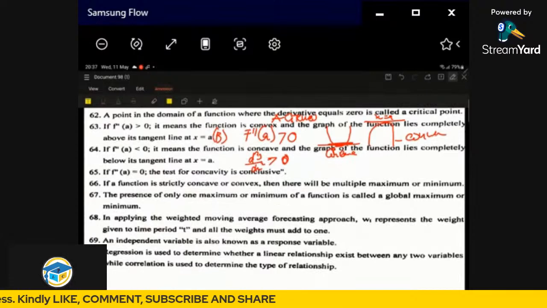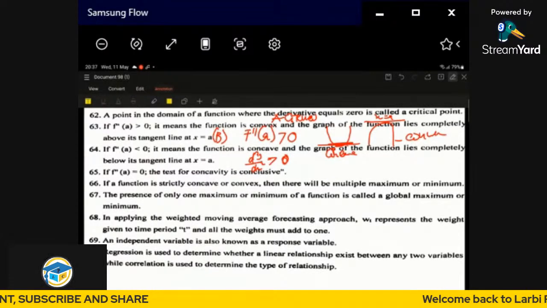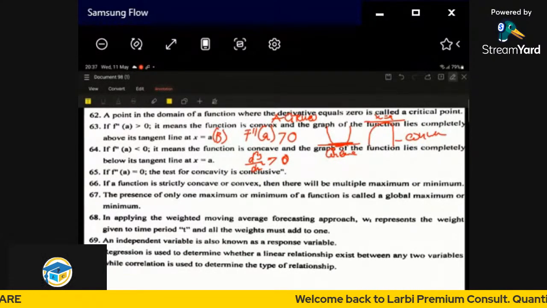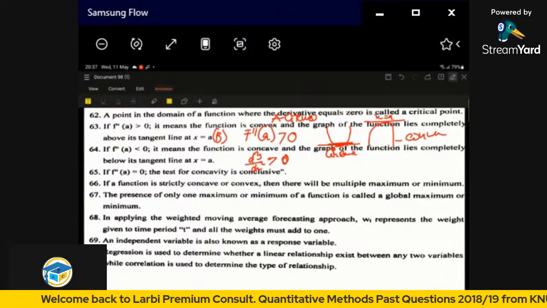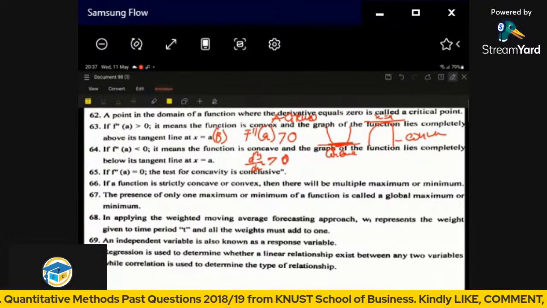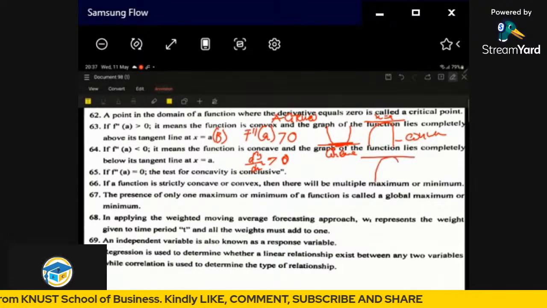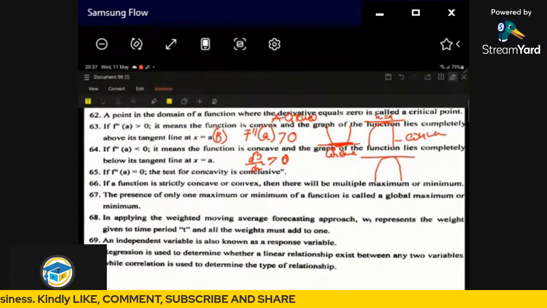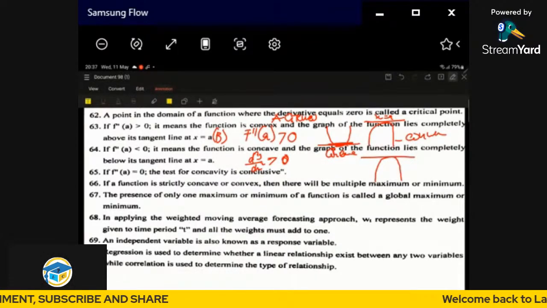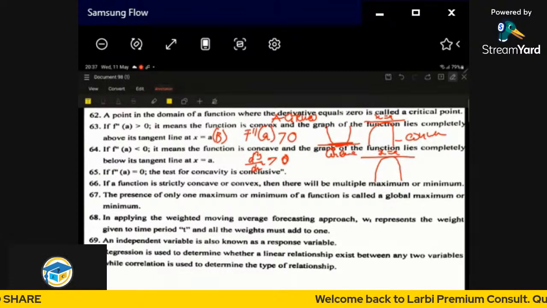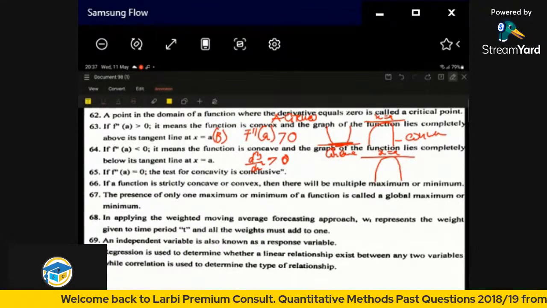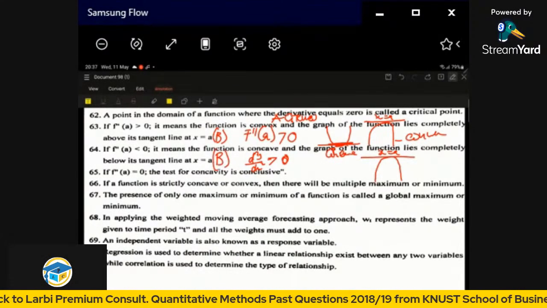Then question 64 is saying that if f double prime of a is less than 0, it means that the function is concave. So here too is a convex, because this is a maximum function. For a maximum function, you should have an inverted U. That's concave down. So you have something like this: you have your line, you have your curve. At that point, your convex curve will lie below your line x equal to a. So at this point, we call it a convex curve, not a concave. So this is also false. So you shade B. I hope that is clear.